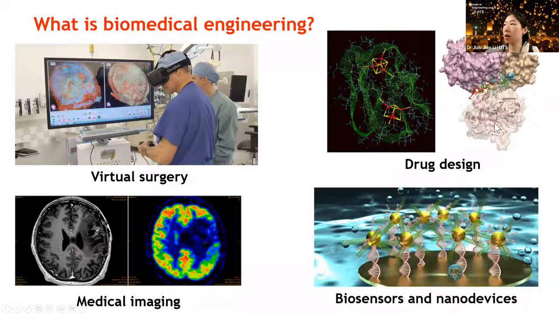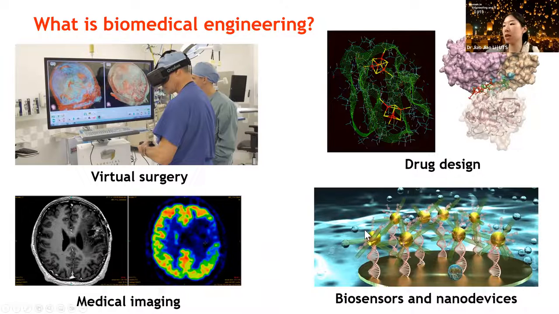There is also drug design. So different parts of the drug can be designed, like these different side chains, so that you can target specific areas of the body and have specific actions, for instance, killing tumors. And biosensors and nano devices. So this is a huge field.